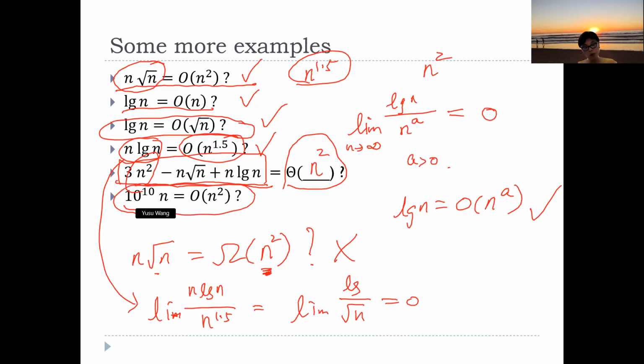What do you think? Is this one true? Here, we're using this as an example where on the left-hand side, even though I have this huge number, 10 to the power of 10, up to a constant, the left-hand side is still just a linear function. On the right-hand side, I have a quadratic function. So clearly, a linear function is smaller than a quadratic function.